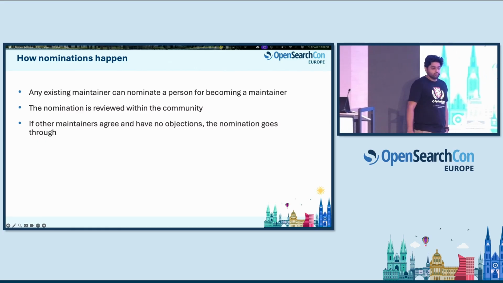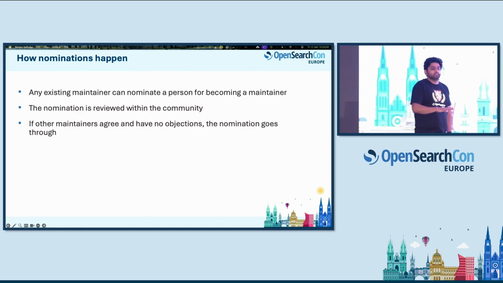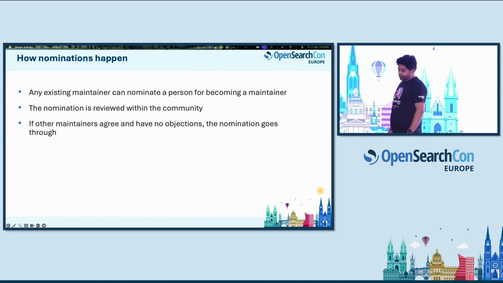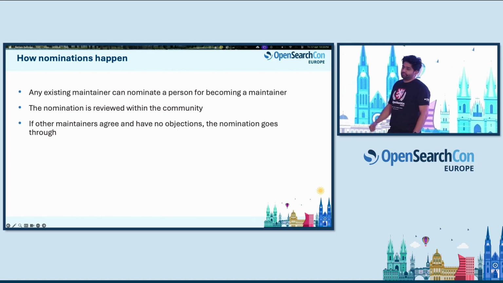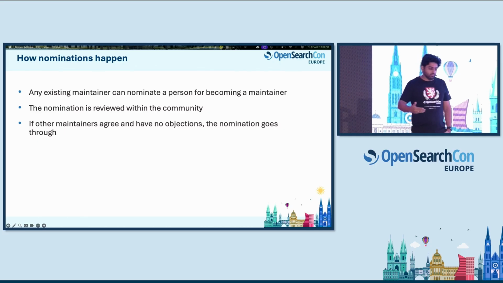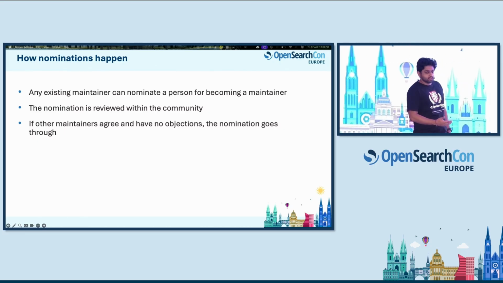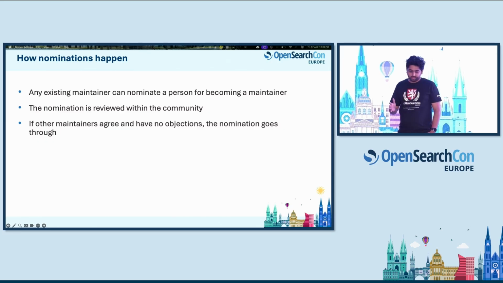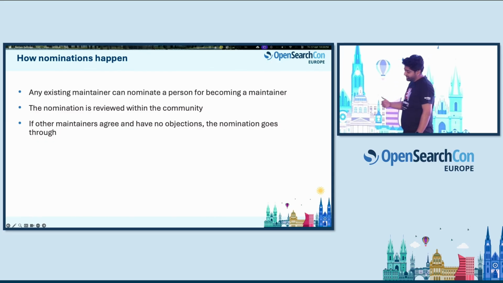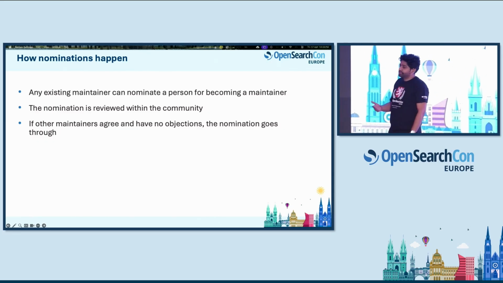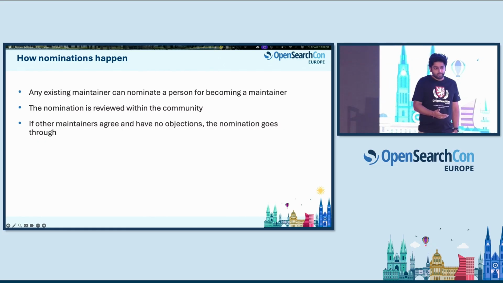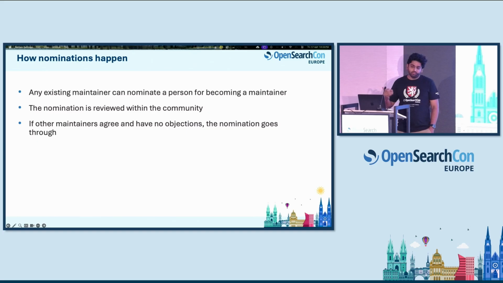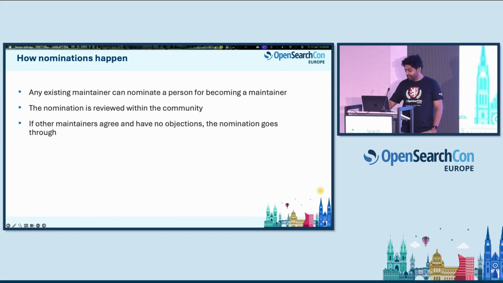Now, at last, I want to shed some light on the nomination process, how the nominations for maintainership happen. Any existing maintainer has to nominate you. That nomination is reviewed within the community. All the maintainers are included in that discussion. And if other maintainers agree and there are no objections, your nomination goes through. This is a simple process, but it takes some time to develop that trust within the community.